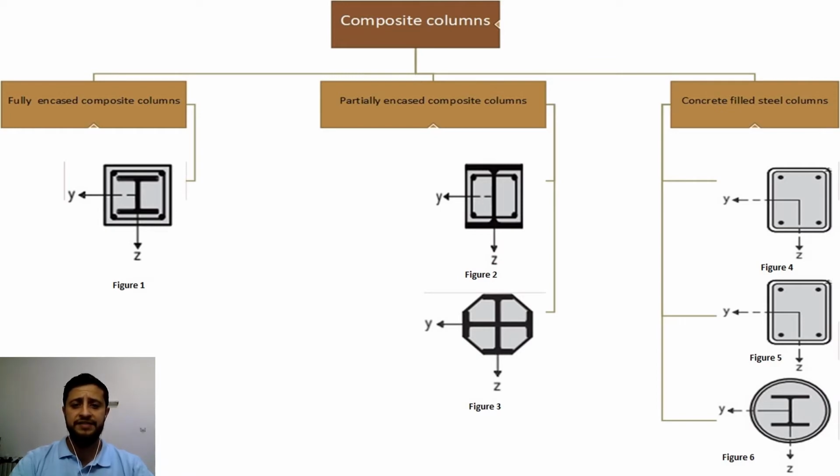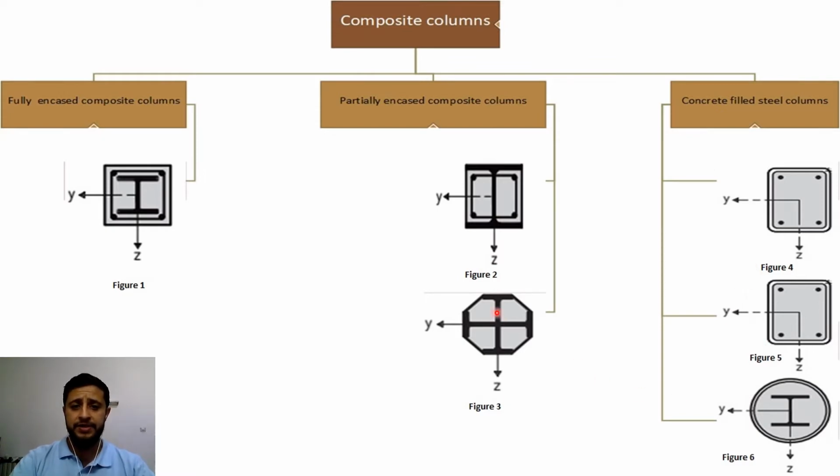Composite columns are divided into three types by the position and shape of the steel section. The first type is the fully encased composite column, as shown in figure 1. The second is the partially encased composite column, as shown in figures 2 and 3. Lastly, concrete filled steel columns, as shown in figures 4, 5, and 6.